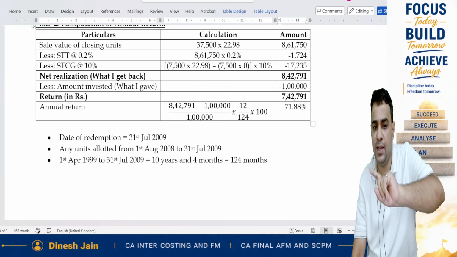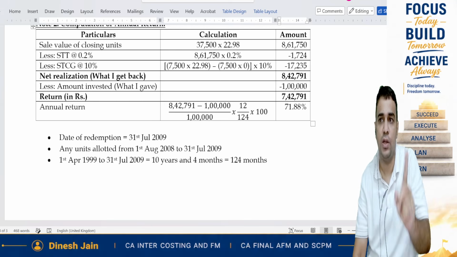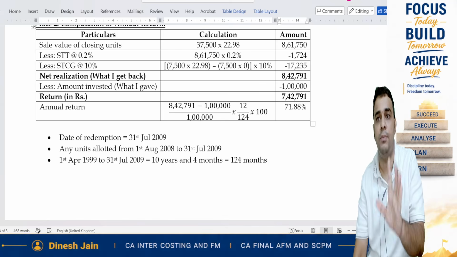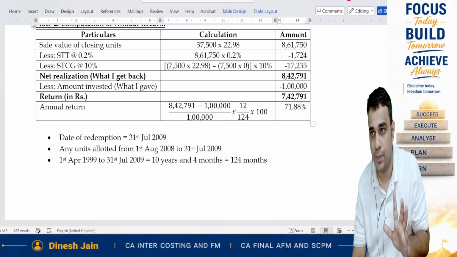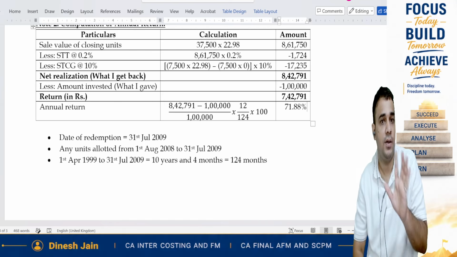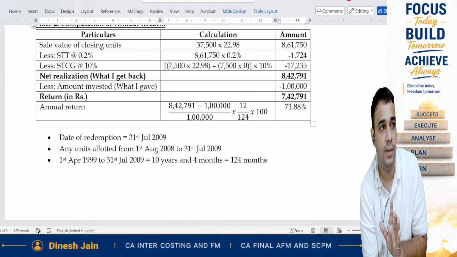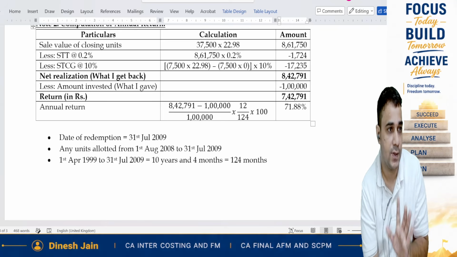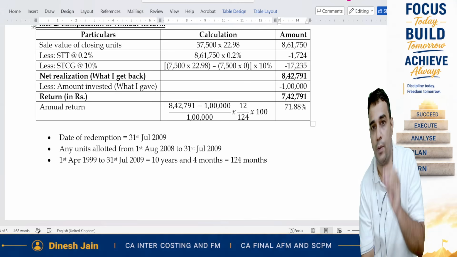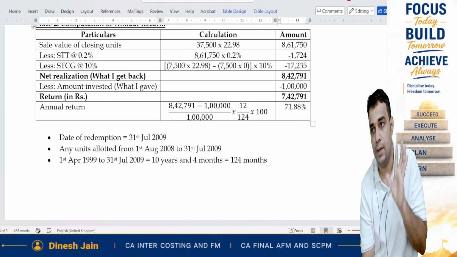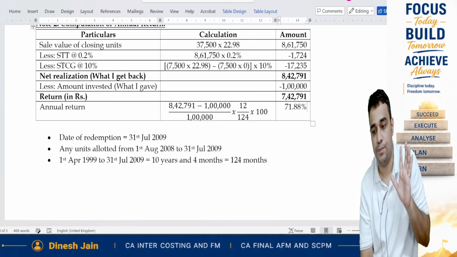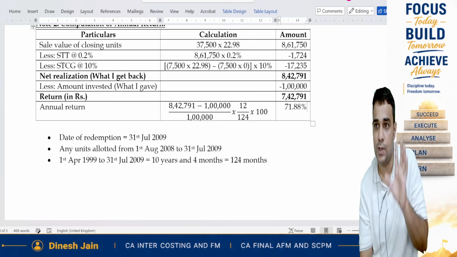There is nothing new here. I'm just doing the original formula only. Just that I'm taking more time to do the calculation. Same concept, extra time, because I had to do this analysis properly. Otherwise, it's the same concept. Any doubts on this? We'll do one more plan, which is the growth plan.